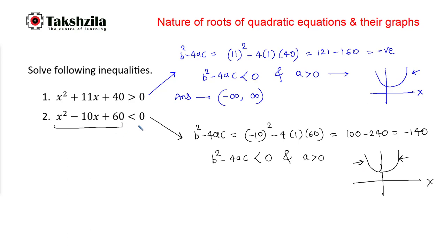It cannot be negative. The question is, we want the given quadratic expression to be less than 0. It should be negative. Is it possible? No, it is not possible. For every value of x, this quadratic expression is positive. It means over here the answer is the null set. There is no value of x which satisfies the given inequality.